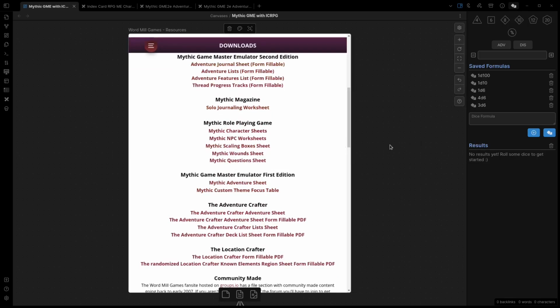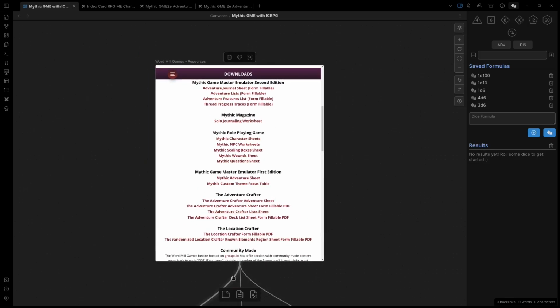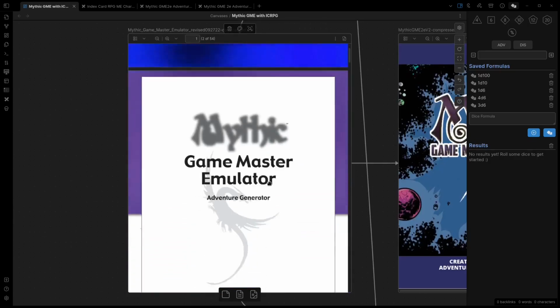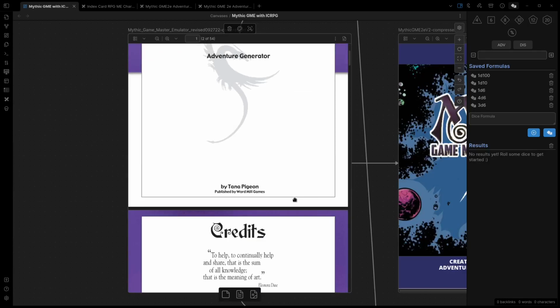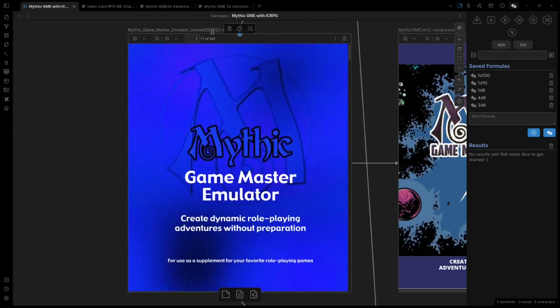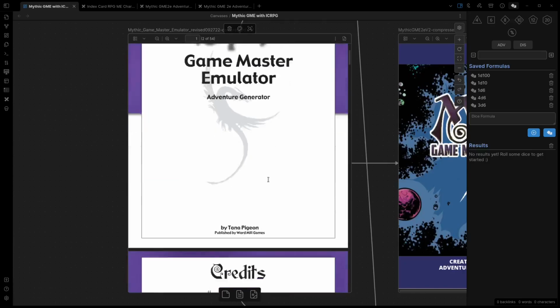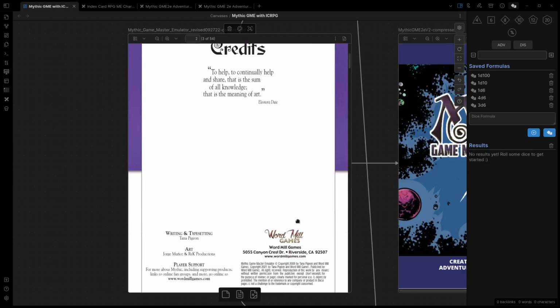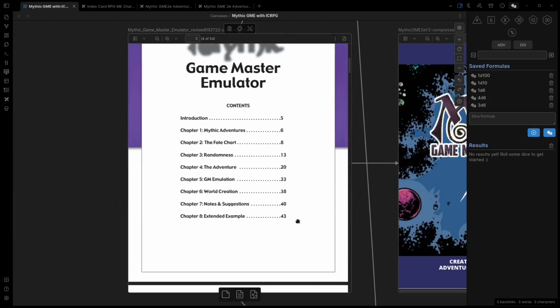So when we are working with Mythic, we'll typically have the Game Master Emulator. This is the first edition. It is made by Tana Pigeon. Her name is not on the cover here. There it is. But this is the original 2006 edition reflavored in 2022 with new art, and it is, as you can see, 54 pages long. So this is the very concise, straight to the point, how to actually do Game Master emulation using Mythic.